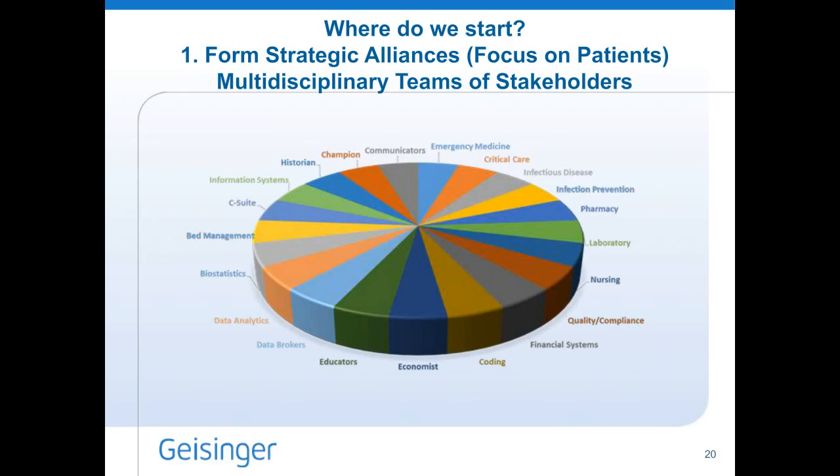We call these multidisciplinary stakeholder teams. And as you can see, it ranges from emergency medicine and critical care through infectious disease, pharmacy, laboratory, nursing, all the way through financial systems, coding, economists, nurse educators, lab educators, our data analytics team, our C-suite, our quality systems, and our information systems. And we have two things that I've found to be very important over the lifetime of these processes since I got here in 2013, and that is champions in each of the categories.